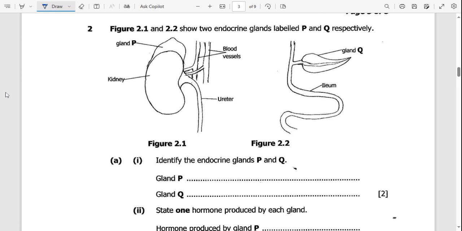The figure shows two endocrine glands labeled P and Q. What is this gland which is found on top of the kidney? That is known as the adrenal gland. How about this gland that is connected to the duodenum or the small intestine? That's the pancreas. You can just see how it looks.